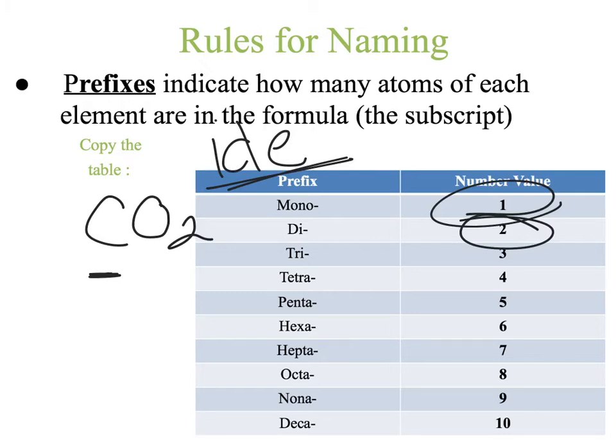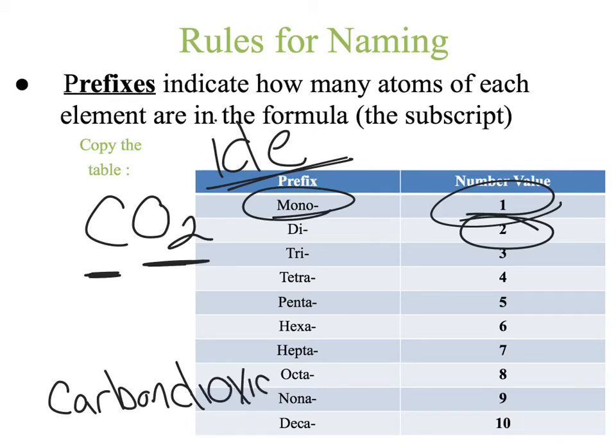So we could call this monocarbon dioxide. But you're used to hearing this called carbon dioxide. And that's because the rule is if the first element, only the first element, only has one of an element, we're allowed to leave the mono off.